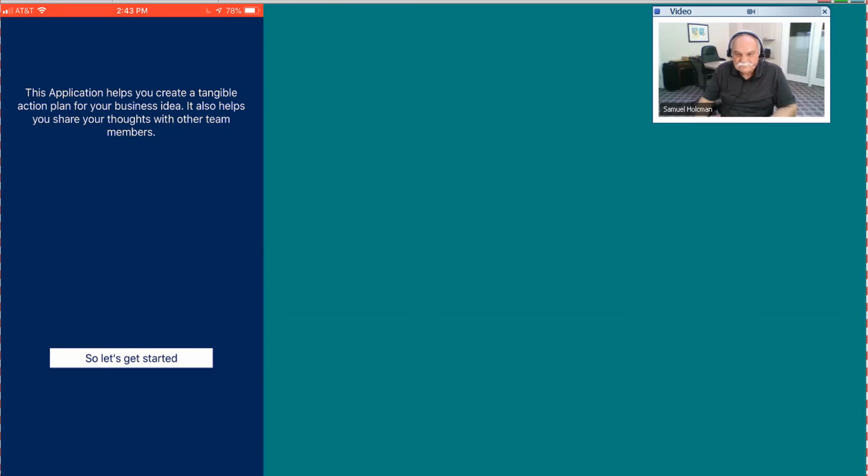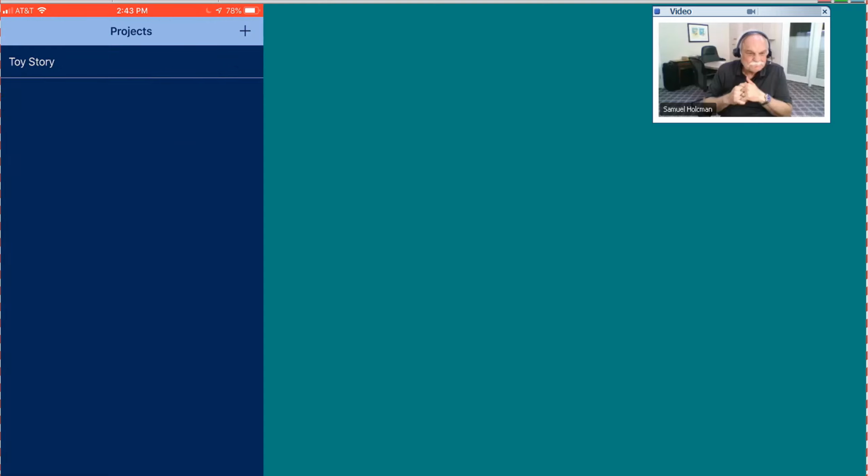Okay. So I'm sharing this with you directly from my phone itself. You can see the opening screen, and then the second screen says this application helps you create a tangible action plan for your business idea. It also helps you share your thoughts with other team members. So when you're on the go and you can't stop thinking about enterprise architecture, you can put it right in your phone on this app. You hit let's get started. It's pretty easy, and it follows along the EACOE methodology exactly as Sam pointed out.